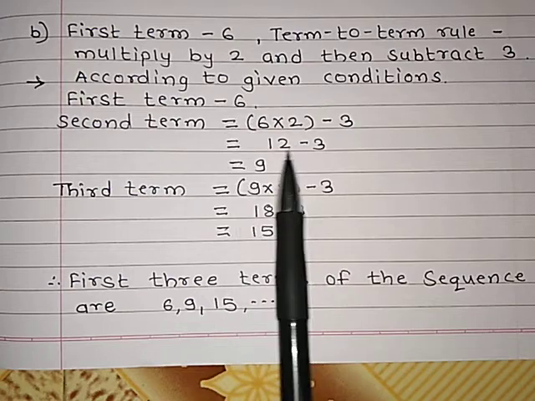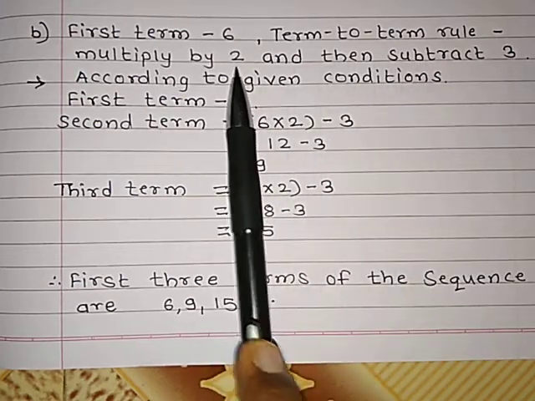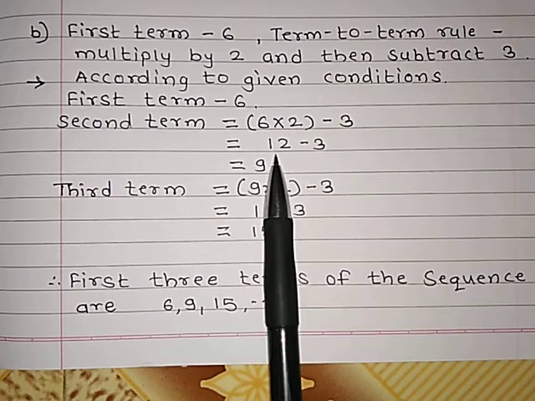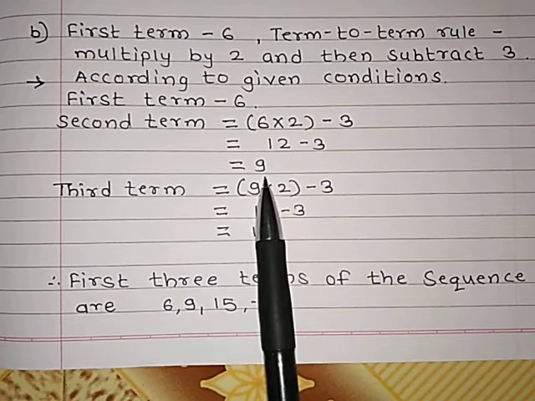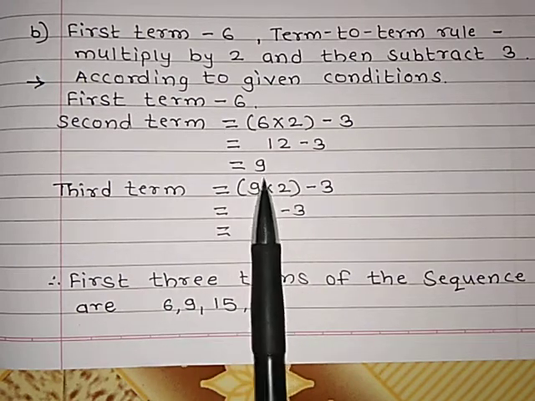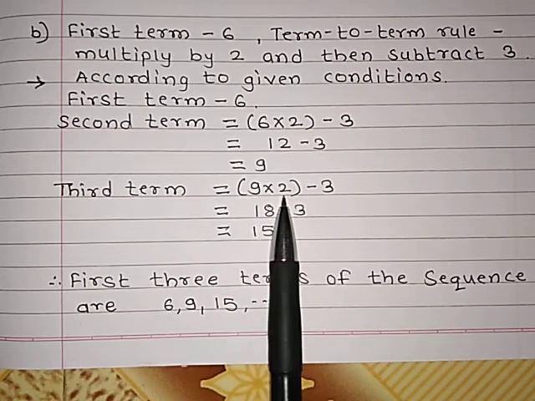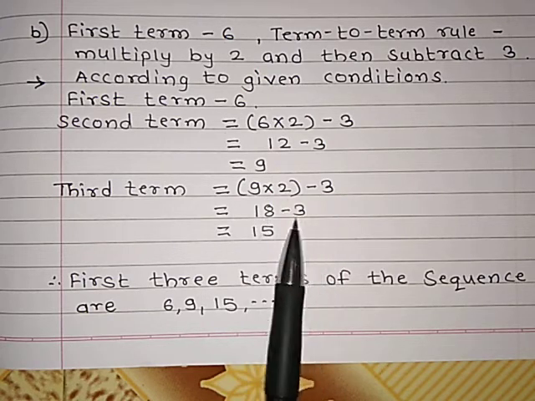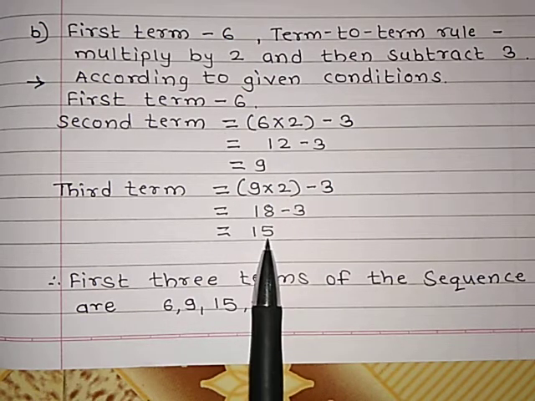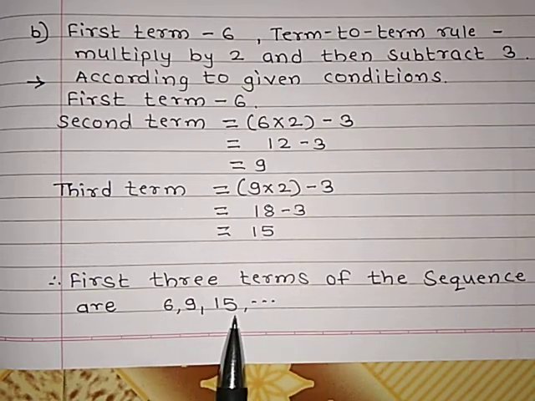So the first term is 6, and multiplying by 2, 6 into 2 is 12, minus 3, gives 9. So the second term is 9. Now we find the third term, which is the same: 9 into 2 minus 3. 9 into 2 is 18, and minus 3 equals 15. Therefore the first three terms of the sequence are 6, 9, 15.